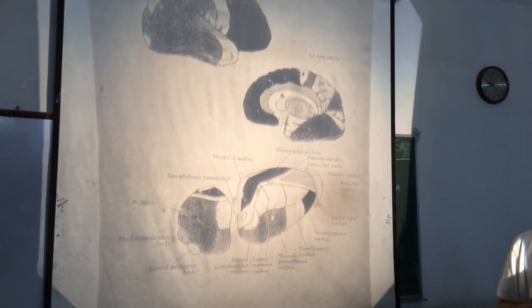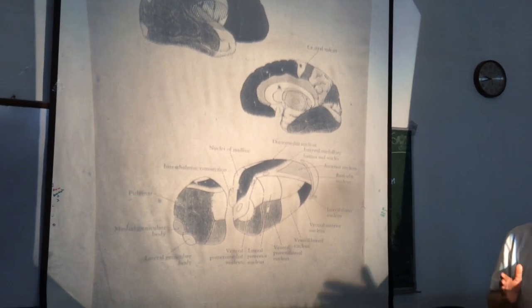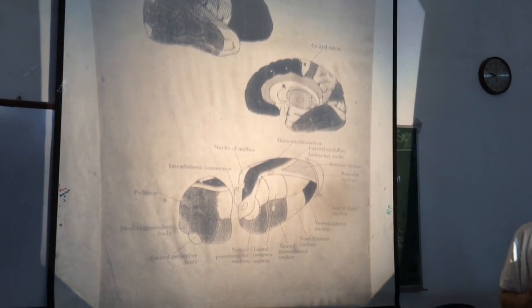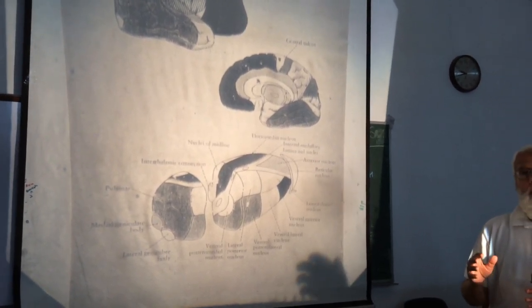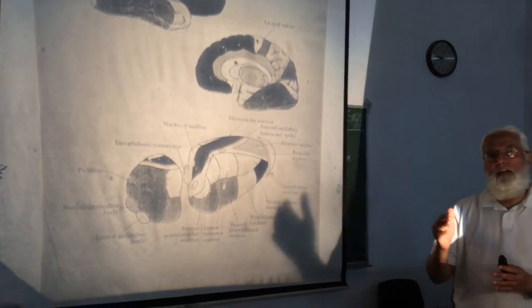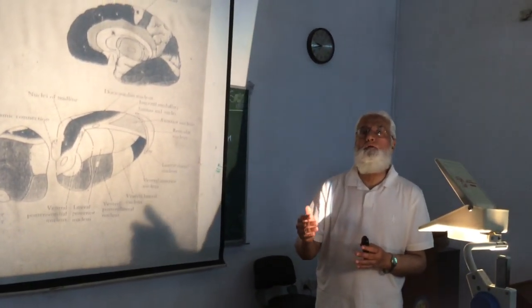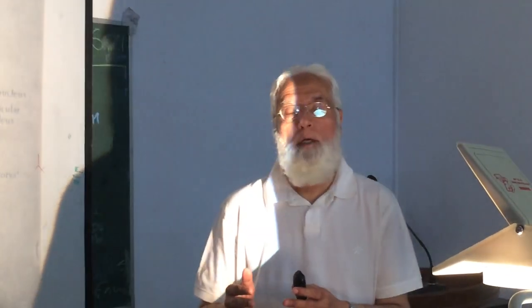The medial surface of the thalamus forms part of the lateral wall of the third ventricle.